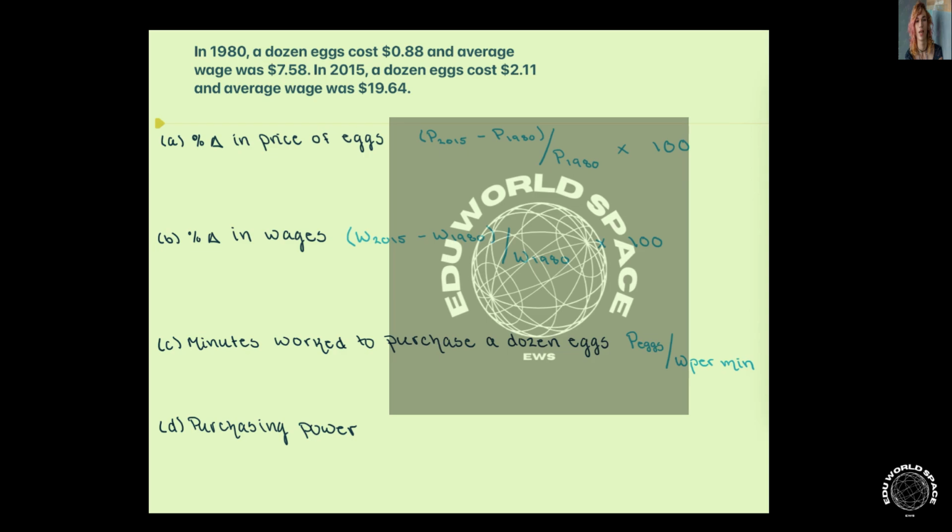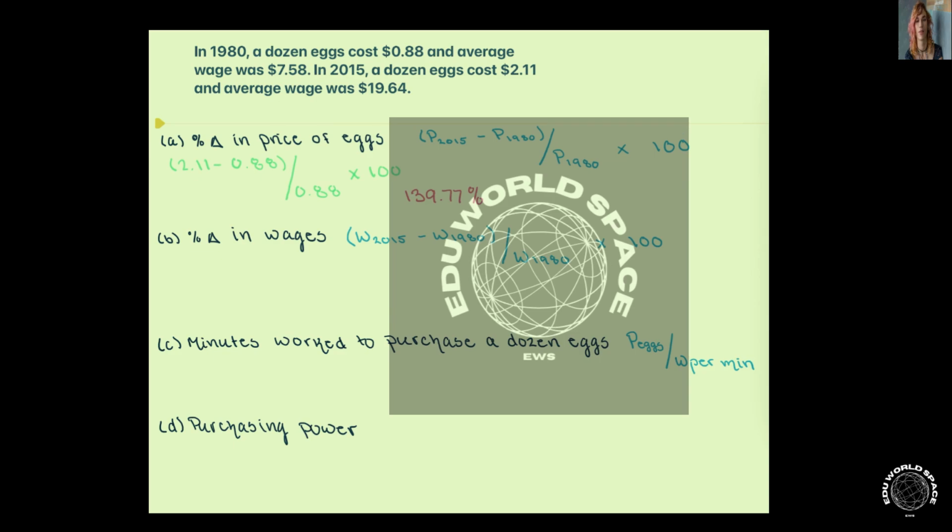So let's start here. We've got the price in 2015 for a dozen eggs we see was $2.11. We're going to subtract from that the 88 cents that a dozen eggs cost in 1980. And that gets divided by that 88 cents that they cost in 1980. We then multiply all of that by 100, and what we get is that the percentage change is equal to 139.77%. That would be an increase in the price.